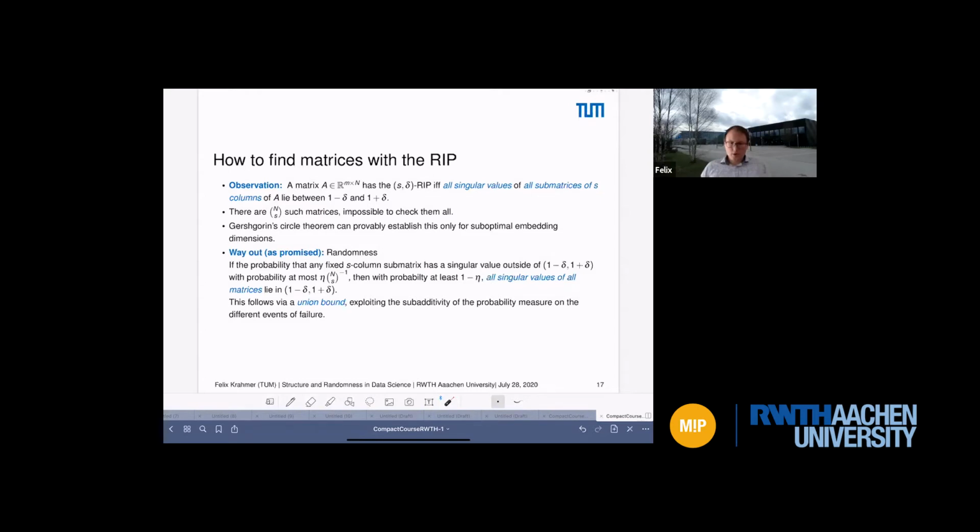How does this follow? The idea is that we follow a union bound. We consider all these events: we have n choose S submatrices, and for each we define the event that this particular submatrix is violating the property. The total event that some submatrix is violating this property is the union of all the events, and the probability of the union is less than the sum of the probabilities of the individual events. Because each event has a probability like this, summing this quantity over all the n choose S events, you get eta as the probability of failure, or 1 minus eta as the probability that all the singular values are under control.